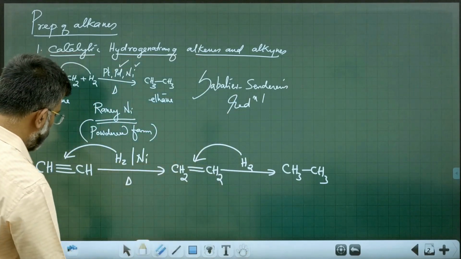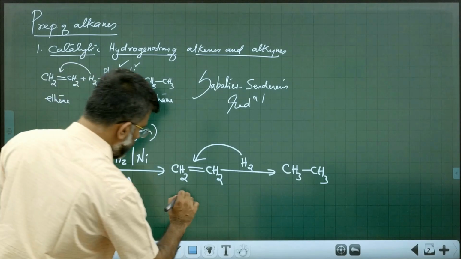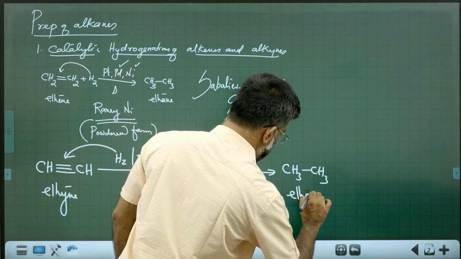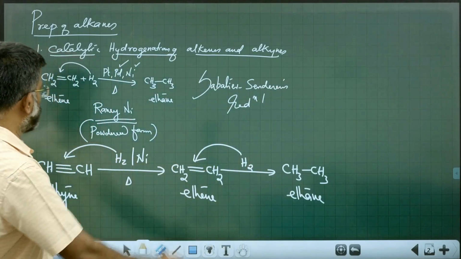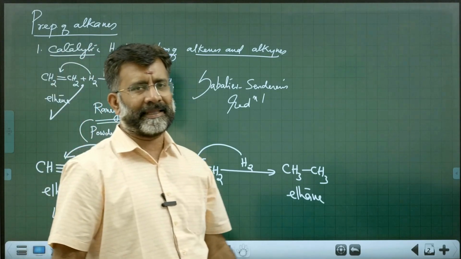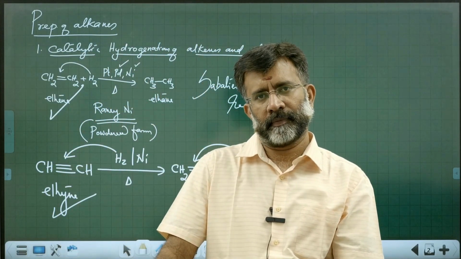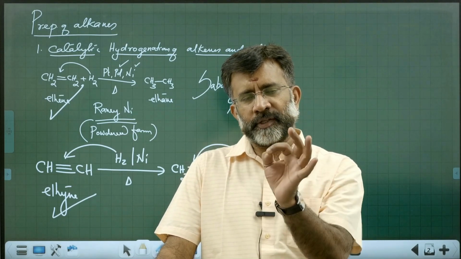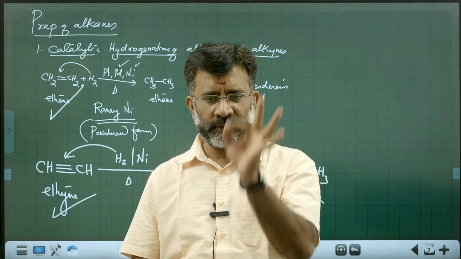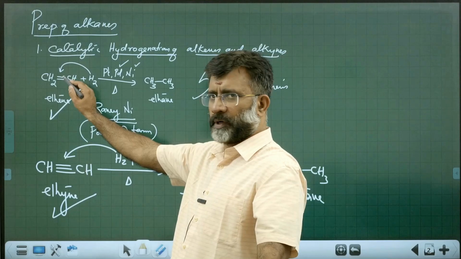You get CH3. So we are starting from ethyne, you get ethene and from there to ethane. So whether you take ethene or ethyne, the final result is ethane. This is catalytic reduction. So for each unsaturation, you need one H2. There is one unsaturation, one H2.